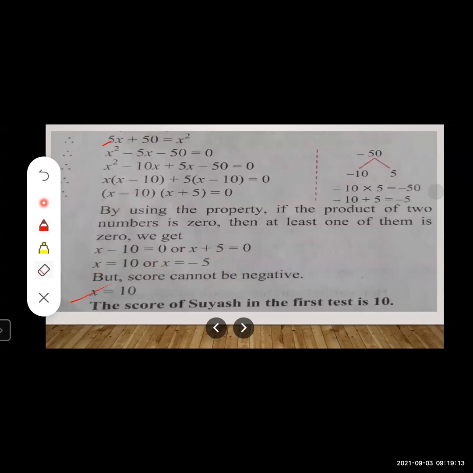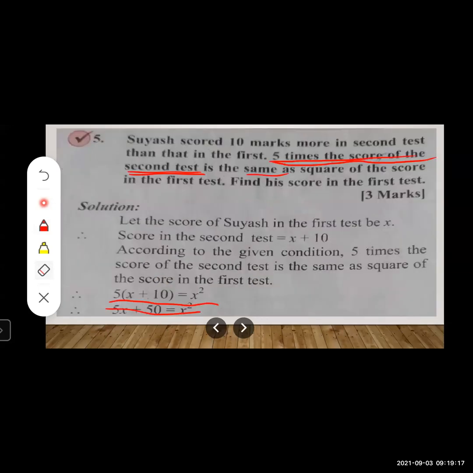In such particular sums, you need to read them very carefully. Everything is given in the sum itself. First of all, consider some variable, then read carefully what the exact condition given is. According to that condition, you have to write the equation.